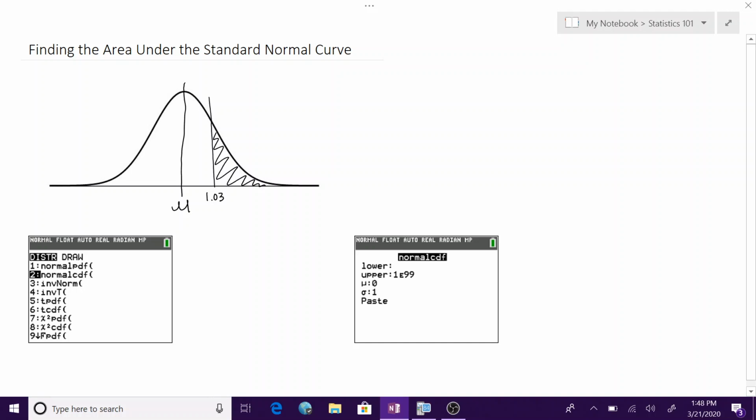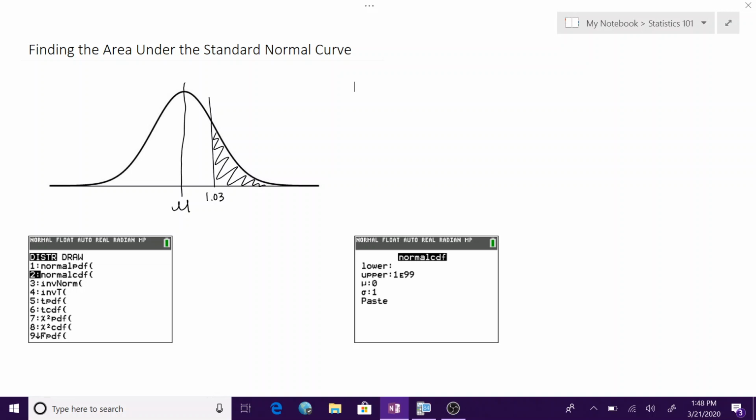Okay, in this video we're going to be finding the area under the standard normal curve. For my specific example, at the top, I have a z-score of 1.03 and I'm wanting to find the shaded region to the right of that given z-score. From this, we know that we need to use our command of a normal CDF in our calculator.